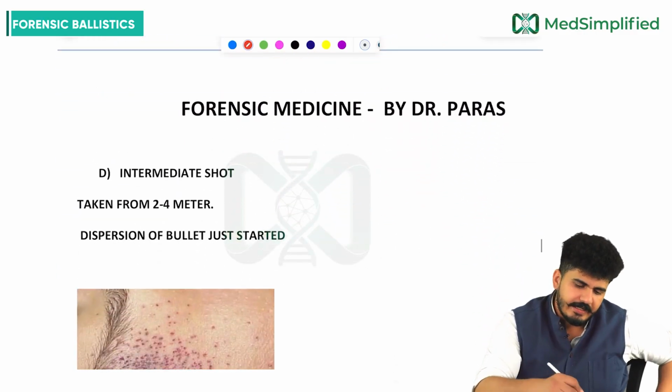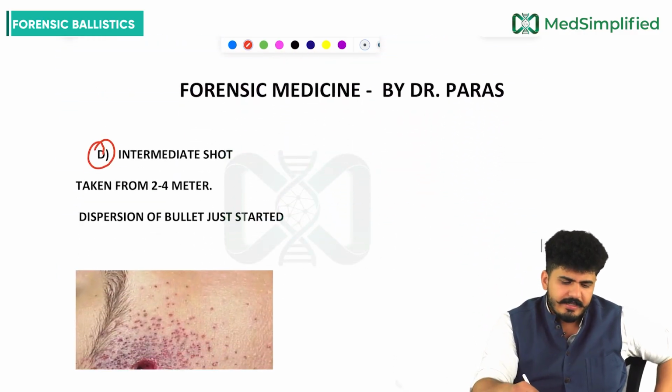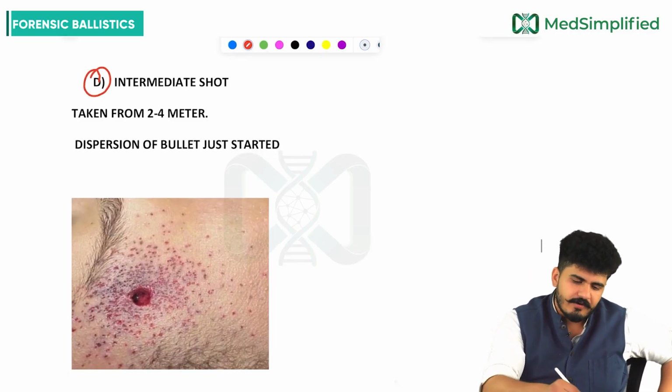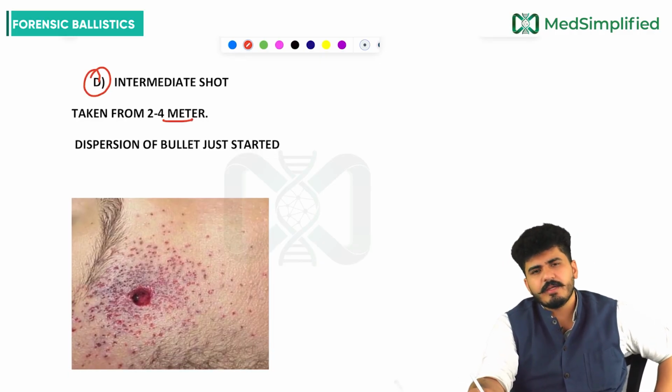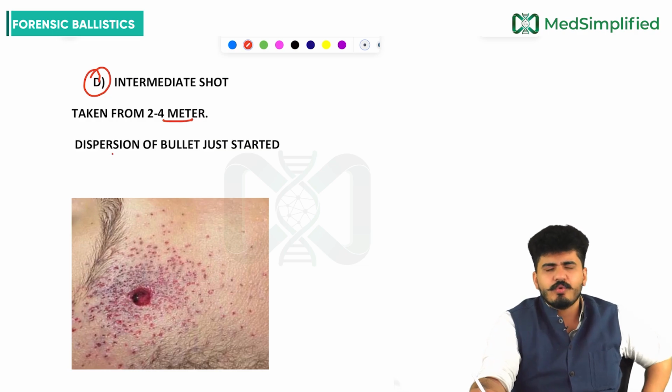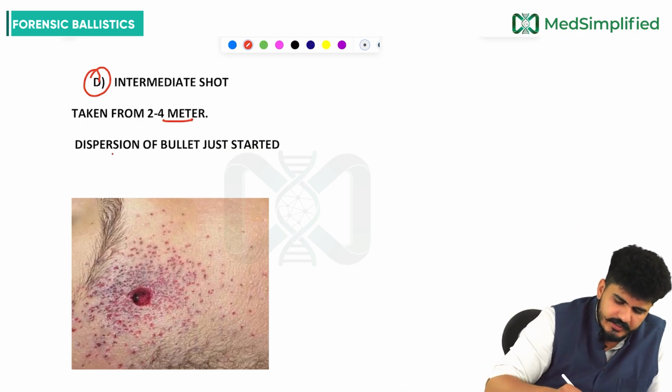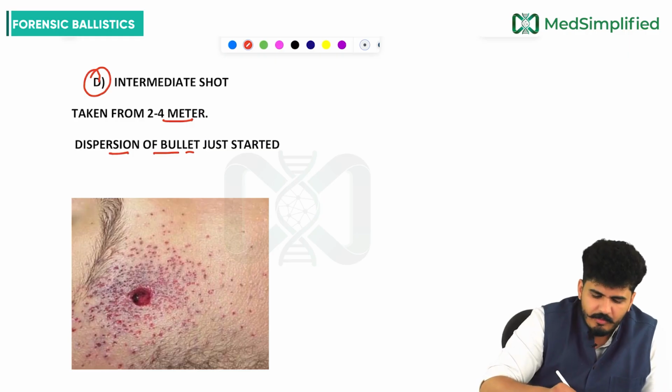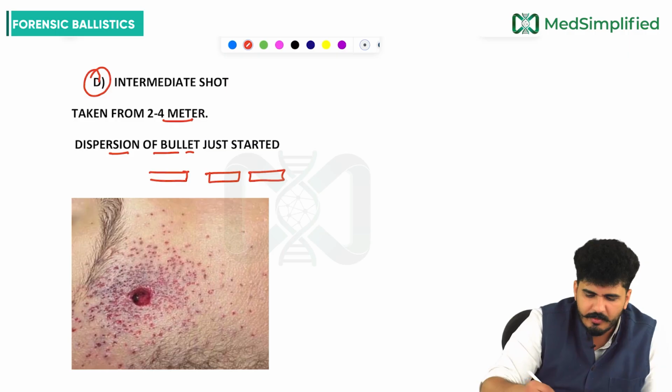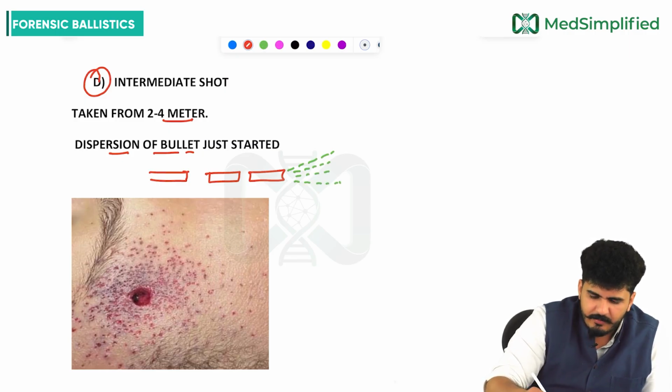Coming to the next, the intermediate shot. Now the intermediate shot is taken from the distance of 2 to 4 meters. Now dispersion of the bullet has just started. The moment the bullet is fired, the whole bullet goes like this, but suddenly you will see the pellets in the bullet start dispersing. But the main bullet is also there, so with the main bullet there will be a main hole.